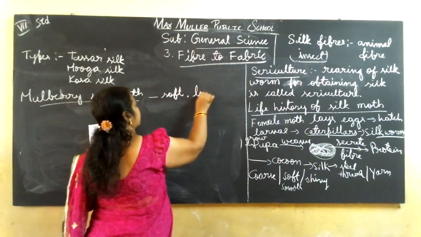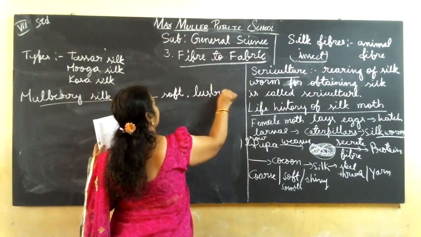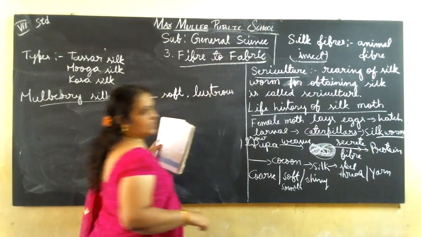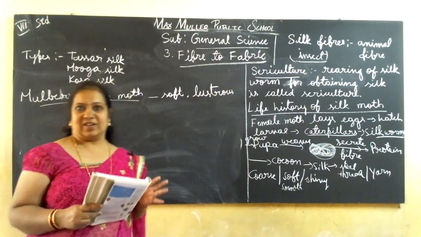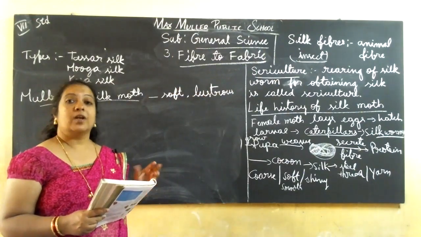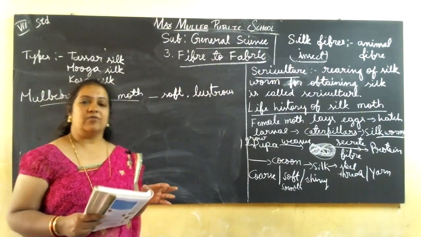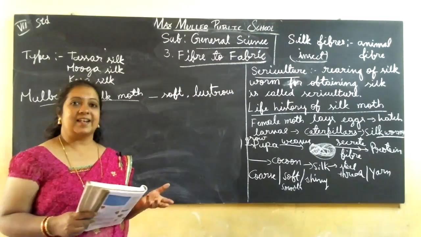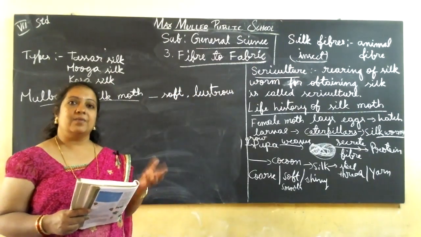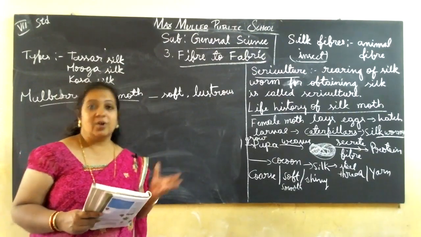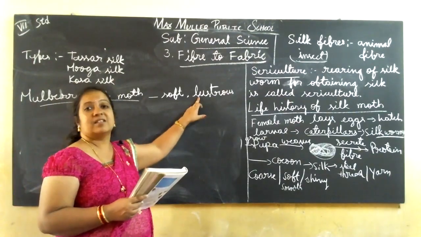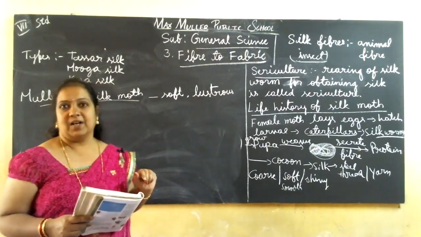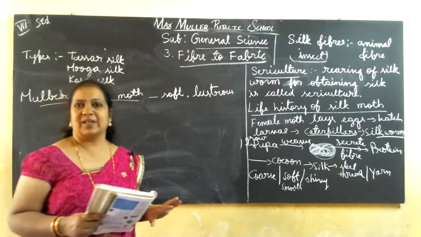Okay, lustrous. Lustrous means it is very shiny. So it gives a gorgeous look, a very bright look. It is giving a royal look. See, for all the functional wear we are wearing silk sarees only. Why? Because it gives a very rich look. That richness comes from the lustrous nature of the silk fiber, that means a very shiny appearance.